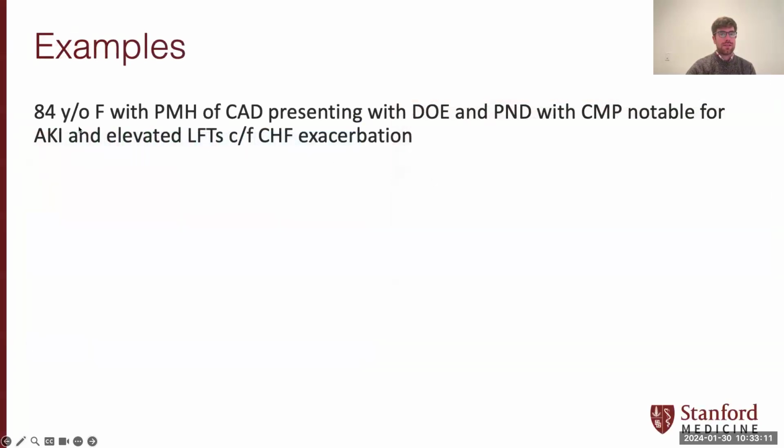So continuing this, same sort of root of this, but now this patient has a CMP that's notable for an AKI and elevated LFTs. So this is just providing a little bit more information on top of the symptoms and showing us some lab abnormalities. Yeah, so I see AKI equals acute kidney injury, and that's exactly right.